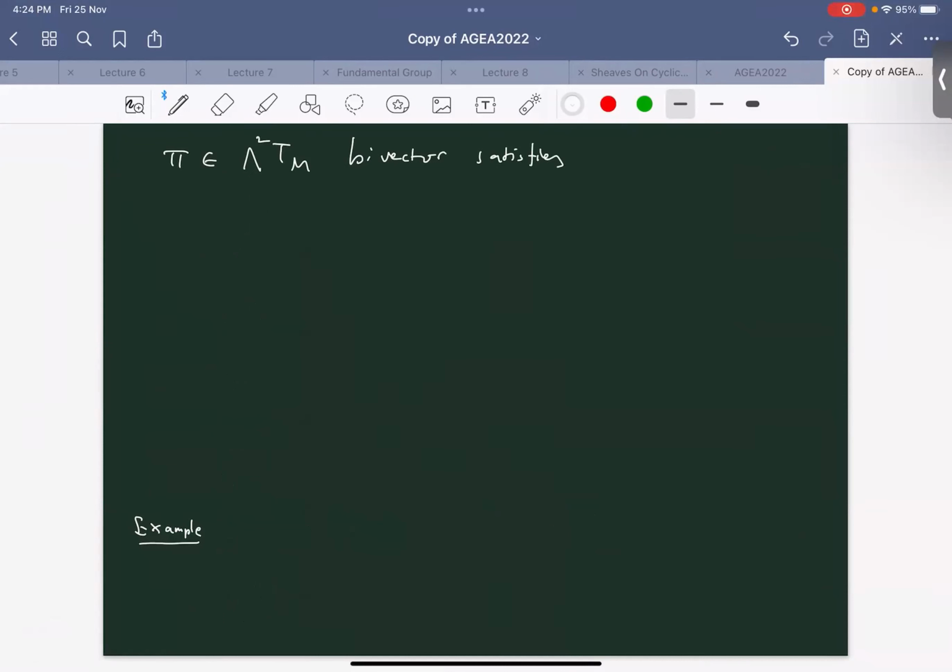Okay, so let me now quickly recall what a Schouten bracket is. Remember that the tangent bundle, with respect to the Lie bracket of vector fields, is a Lie algebra. So now I can define, taking X_i vector fields, a new bracket on the wedge of vector fields. I denote this one by SC, for the Schouten bracket.